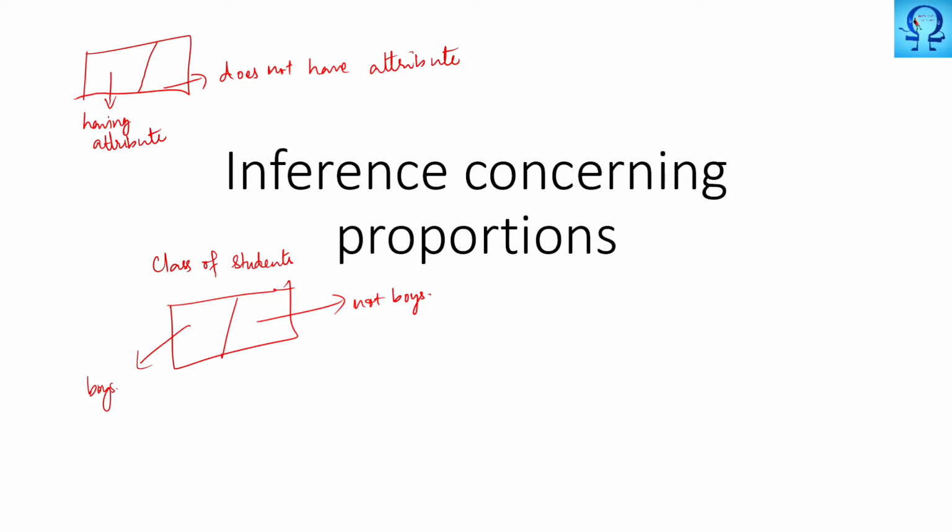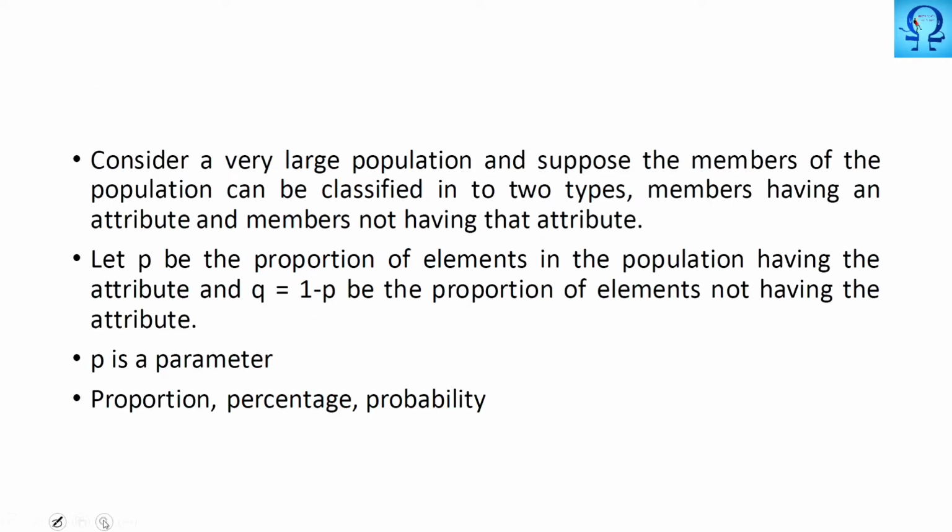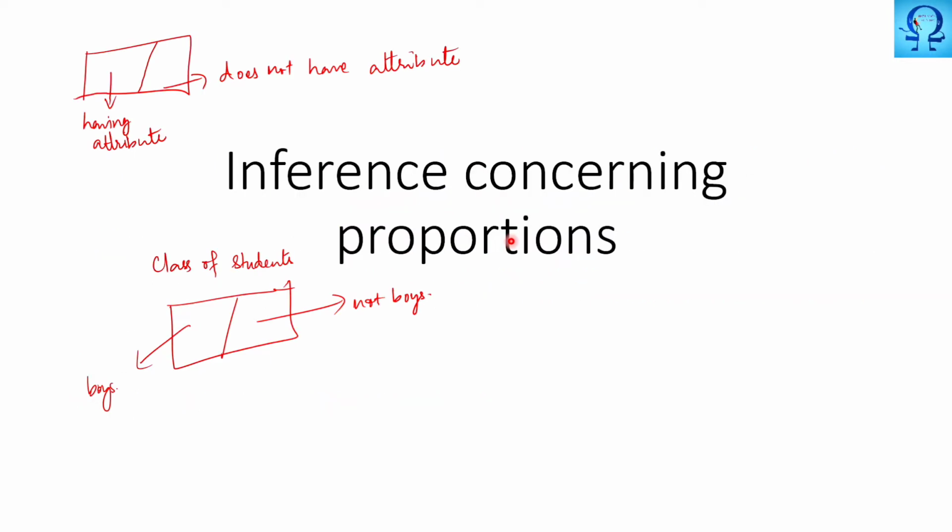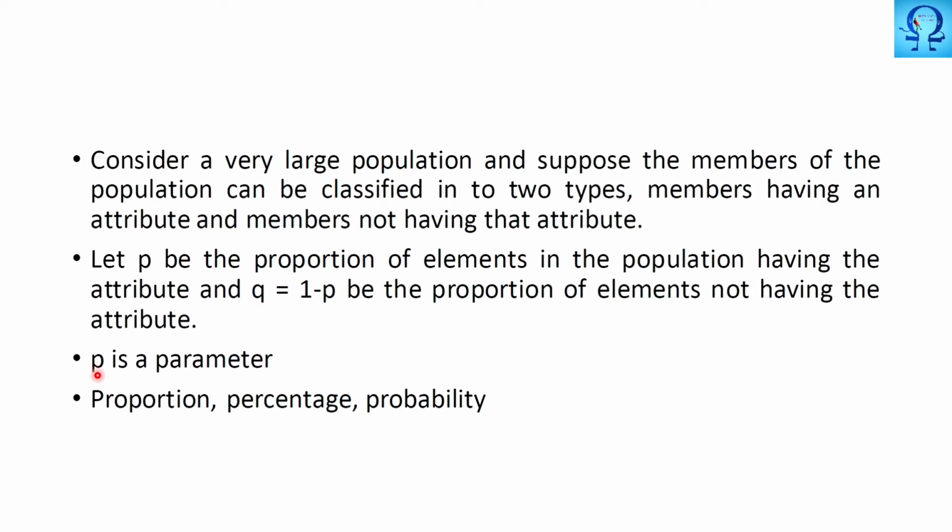So the attribute here means having some property. The population is classified into two types: members having the attribute and members not having that attribute. In the entire population, only a certain set of members have that attribute, so we have to calculate the proportion of it. That proportion we denote as P, and the proportion of elements not having the attribute we denote as Q. Here P is the parameter upon which we are going to do all the calculations.